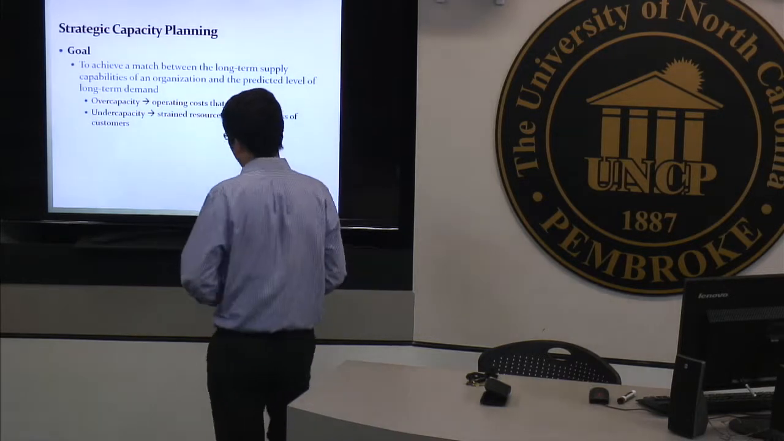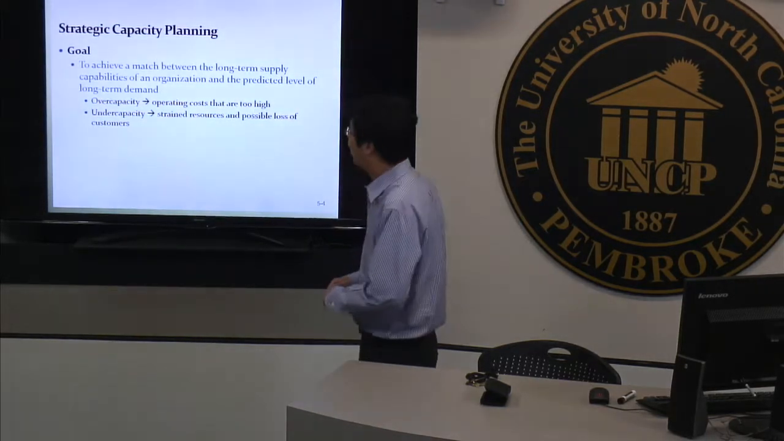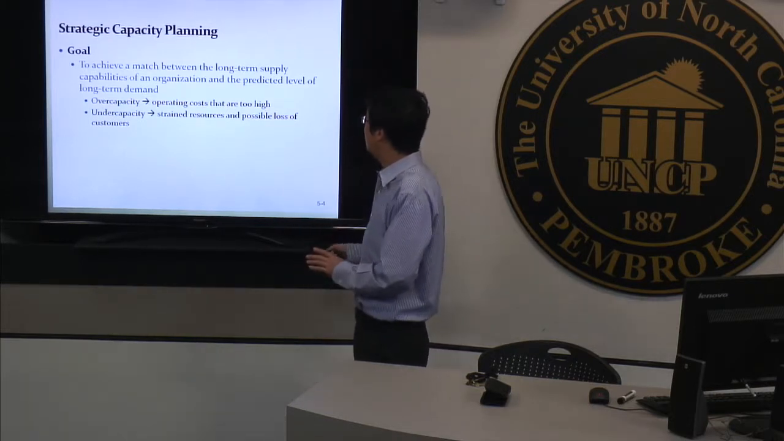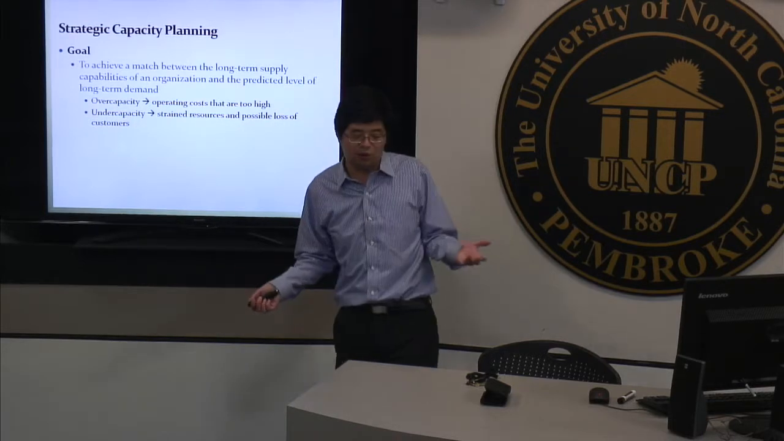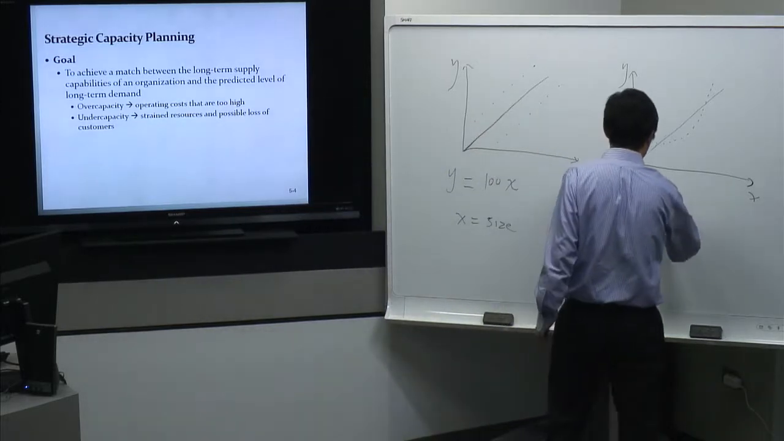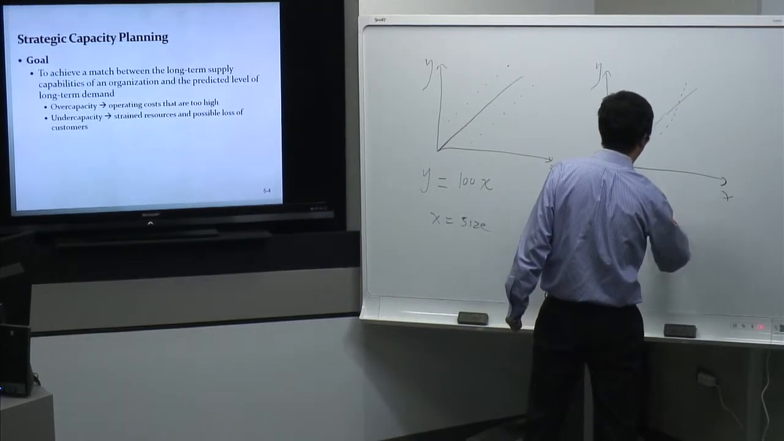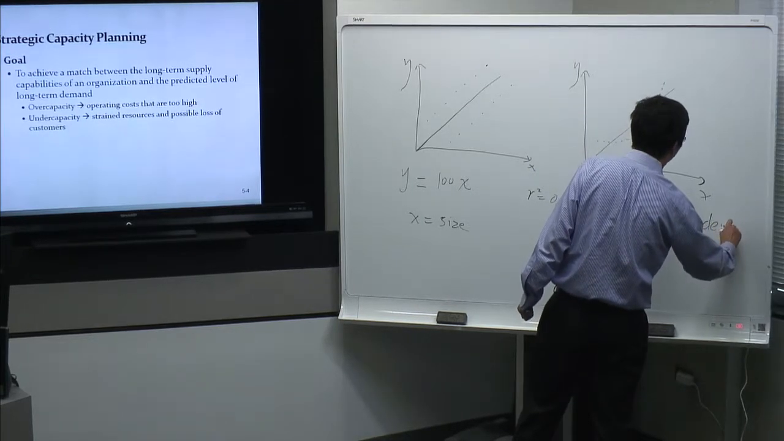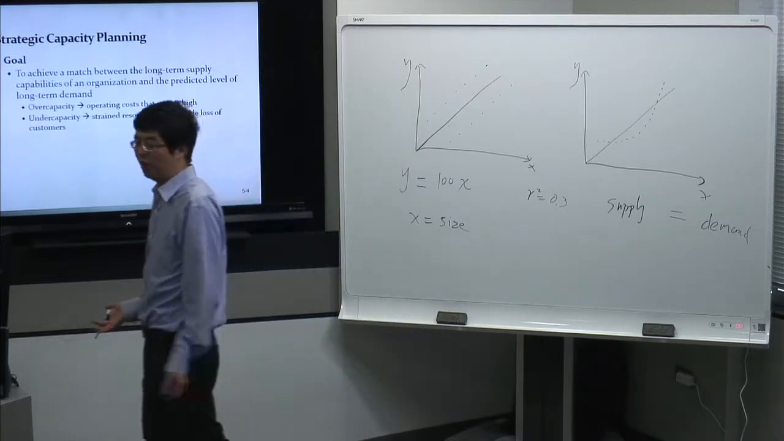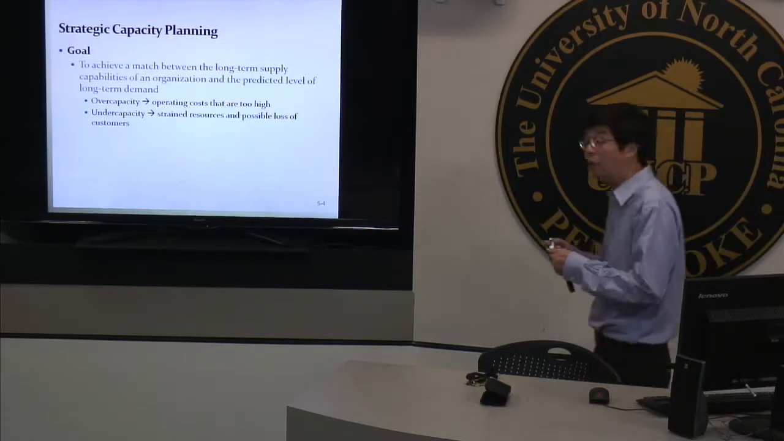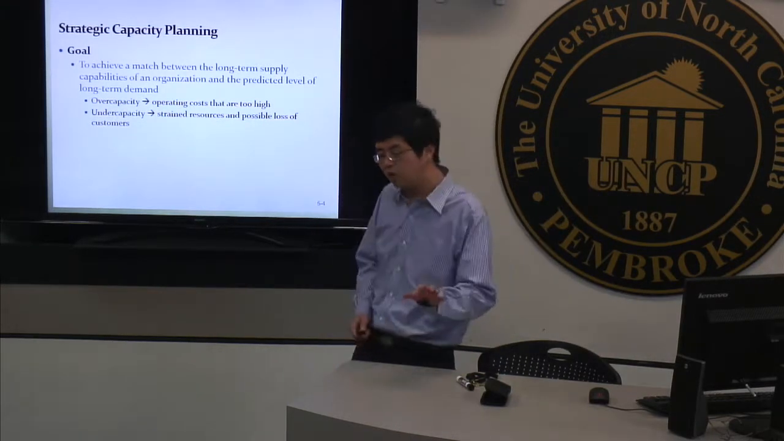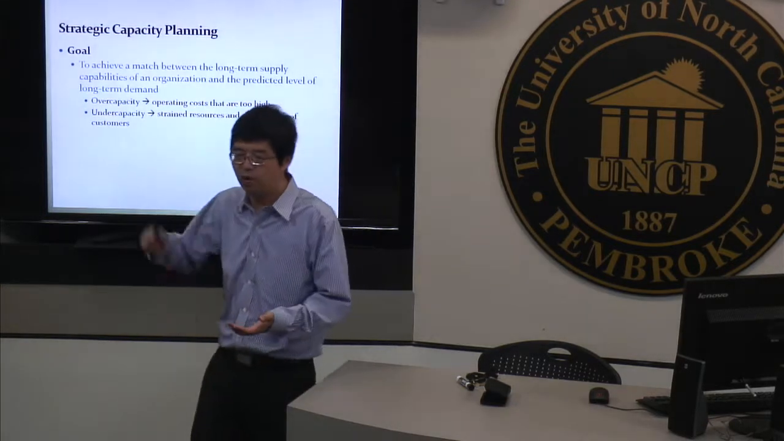Strategic capacity planning. The goal of strategic capacity planning is to achieve a match between the supply and the demand. Well, there's nothing new. We have this equation from chapter 1, that's our goal: supply equals demand. We spend the whole semester on this equation. With forecasting, we know it's almost impossible to get a 100% accurate forecast, but that's our goal, to match the supply with our demand, from forecasting, from capacity.